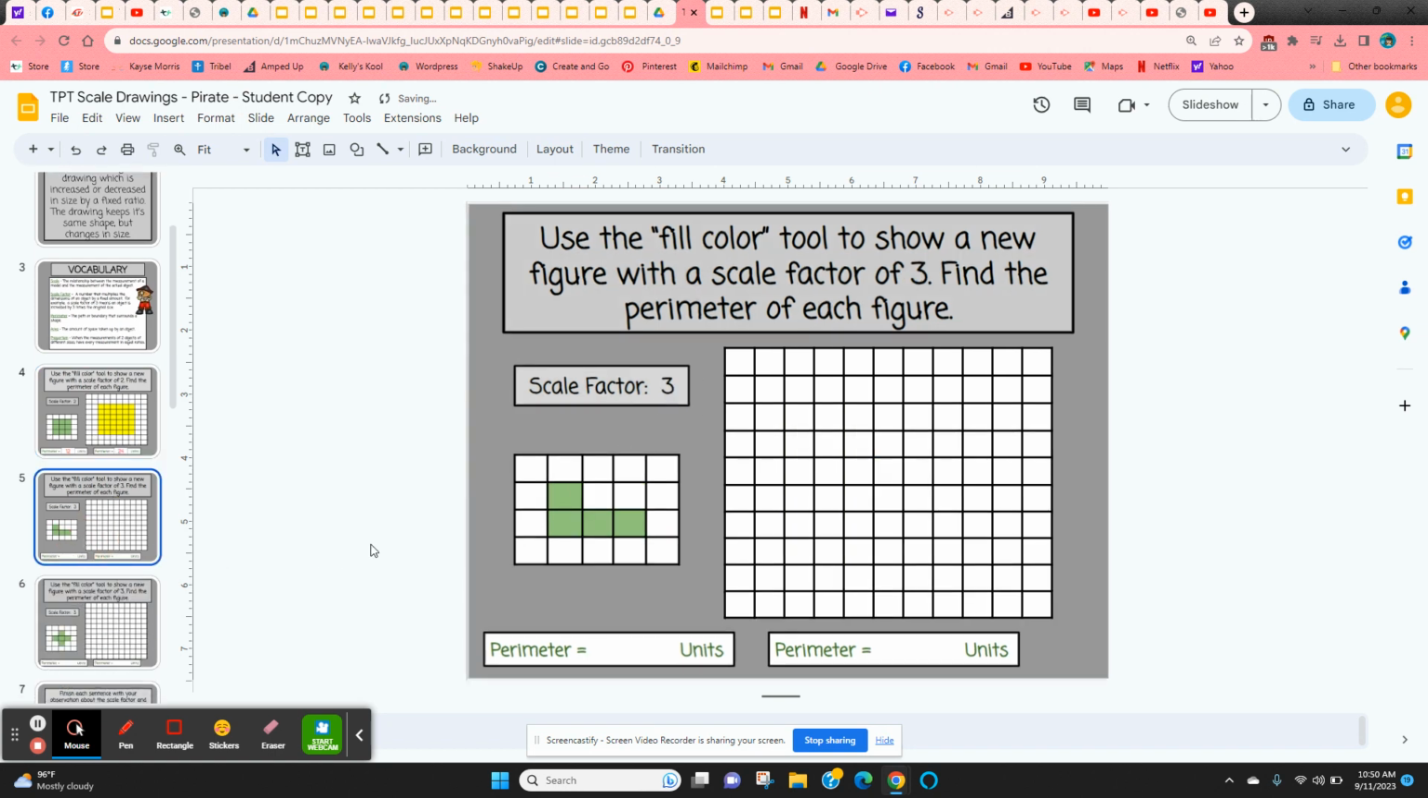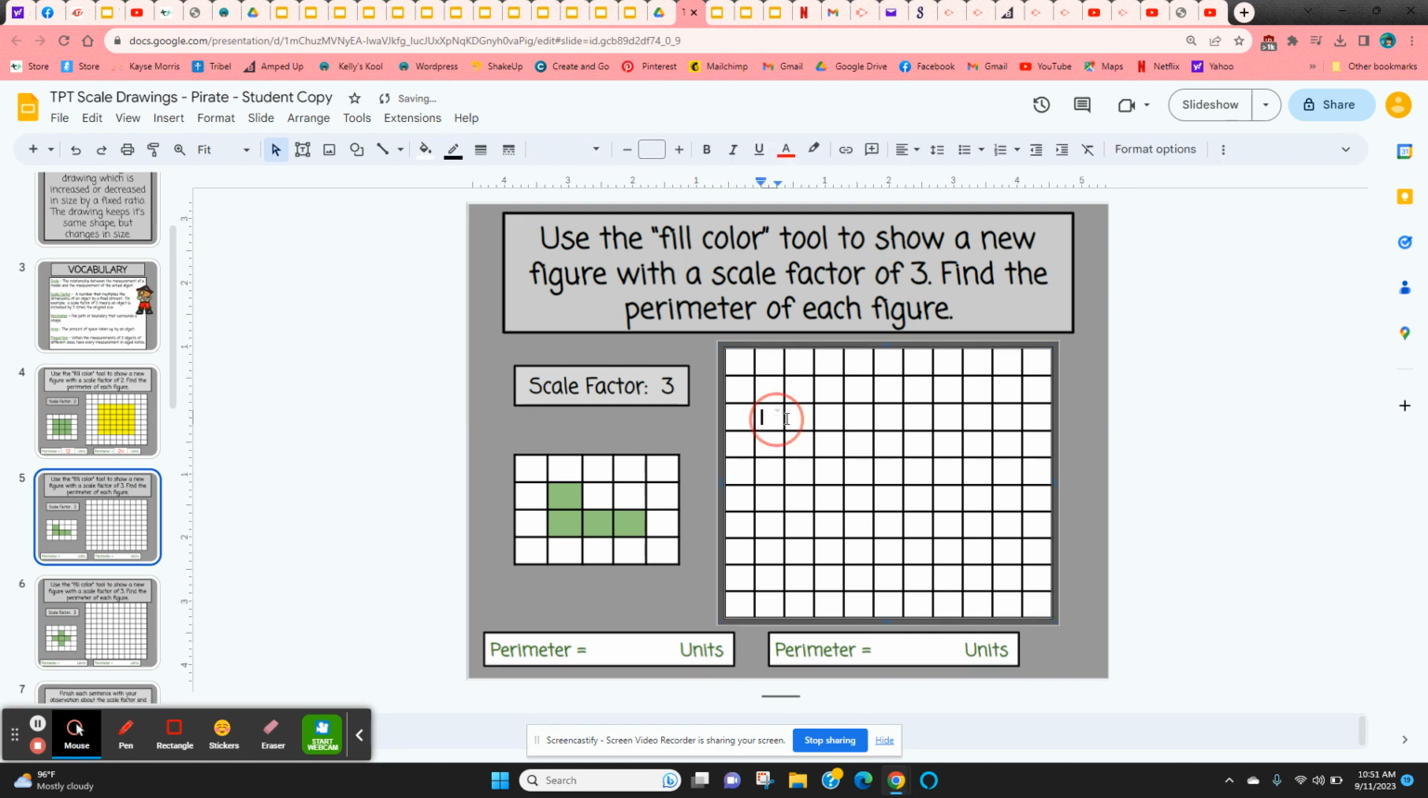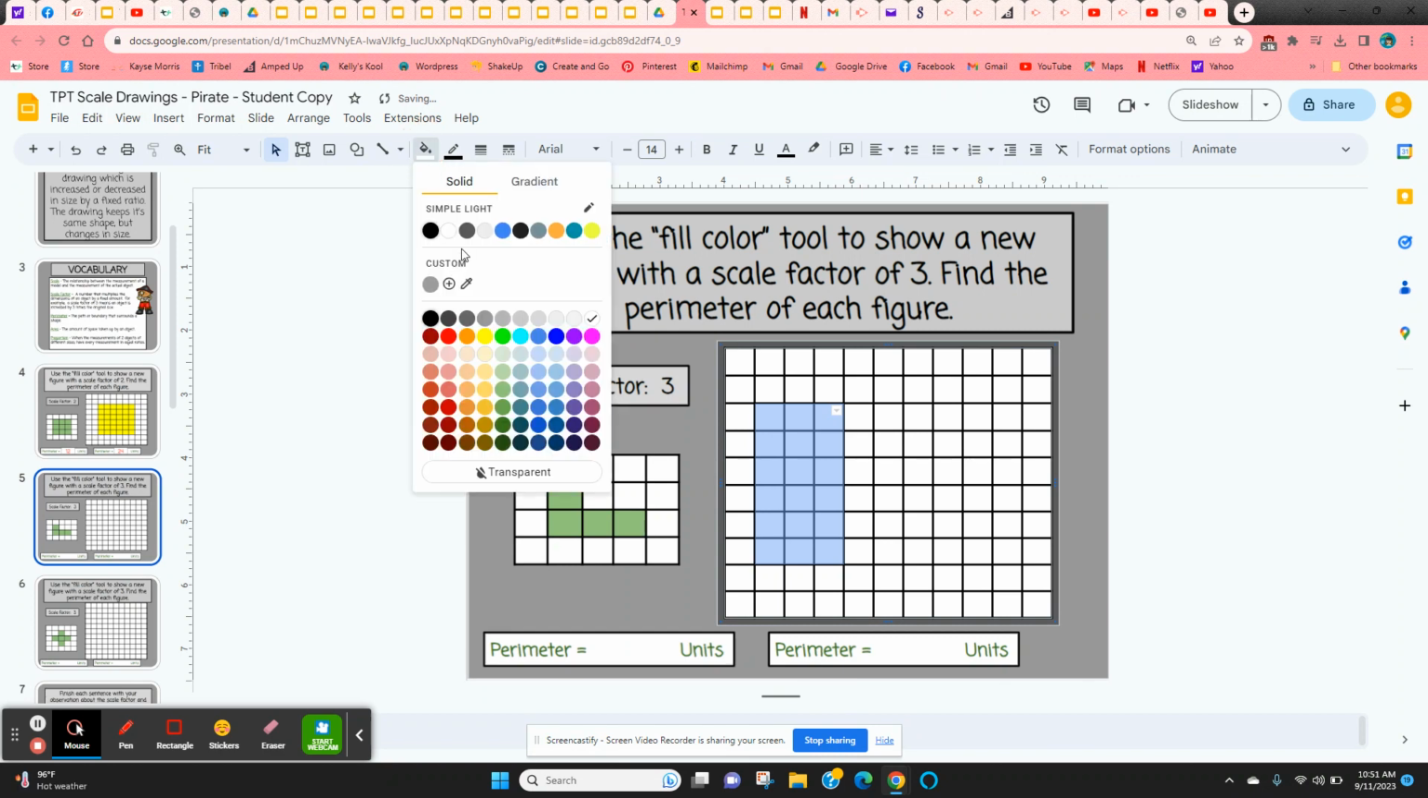The next figure is a little bit different shape. This time you're going to increase it by a scale factor of 3. So each of these sides you're going to multiply by 3. So you count the units. So we're going to start here. And you can only highlight a rectangle at a time. This would be 6. So again, you click and hold, and then while you're holding, you can highlight what you want to color in. And again, choose any color you like.